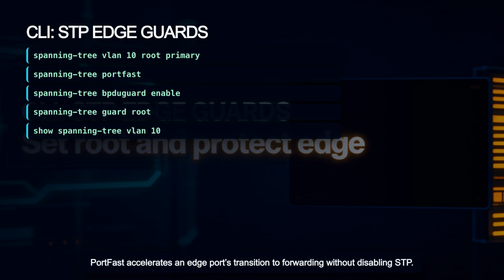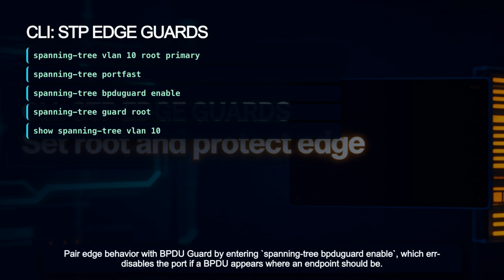PortFast accelerates an edge port's transition to forwarding without disabling STP. On a verified endpoint port, configure spanning-tree portfast. Do not use ordinary PortFast casually on switch-to-switch links. Pair edge behavior with BPDU guard by entering spanning-tree bpduguard enable, which error-disables the port if a BPDU appears where an endpoint should be.